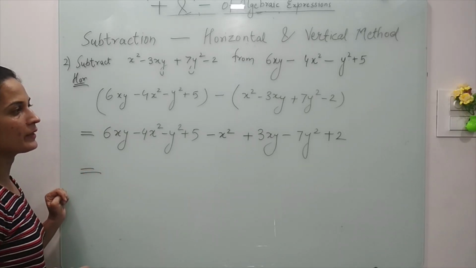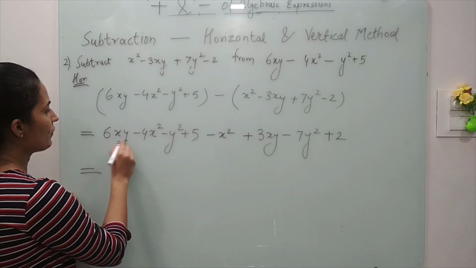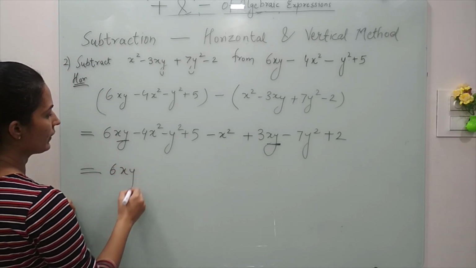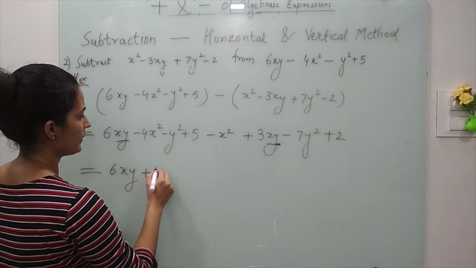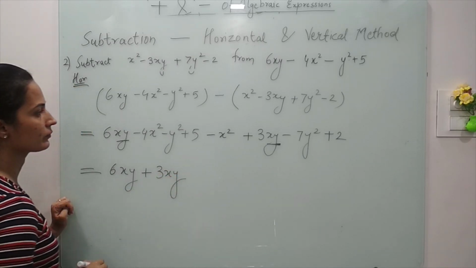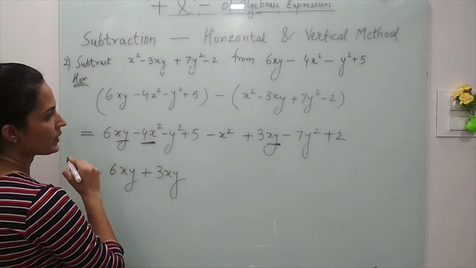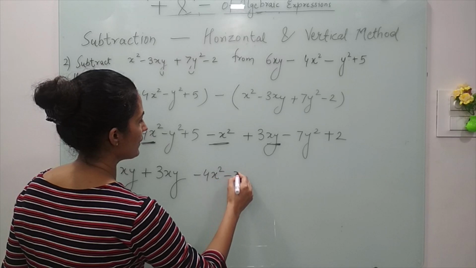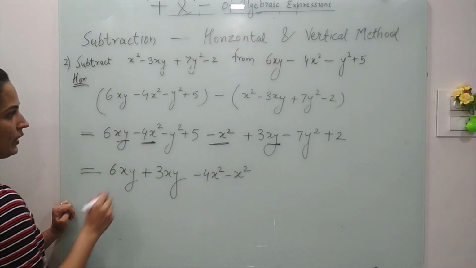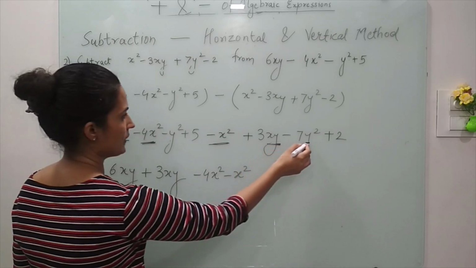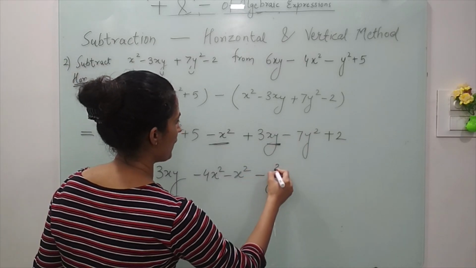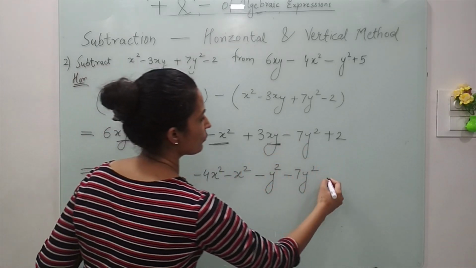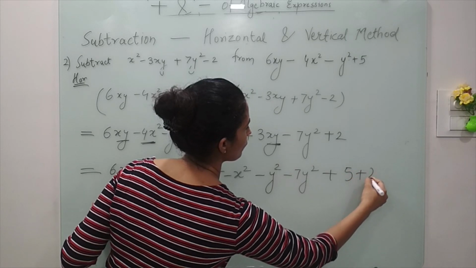We will group the similar terms, the like terms. So this is xy and here it is xy. So this is 6xy. The sign of this is plus, so I will take this as plus 3xy. Then this is minus 4x square and minus x square. So minus 4x square minus x square. This is minus y square and minus 7y square. So minus y square minus 7y square. And then plus 5 plus 2.